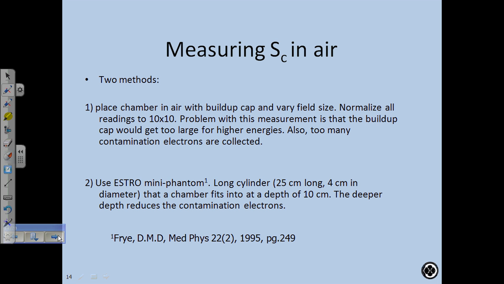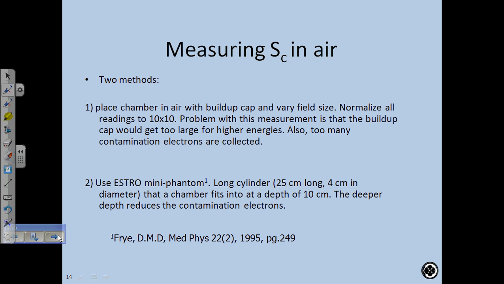All right, so how do we measure S of C? Again, we measure S of C when we first commission the beam. We tend not to go back to S of C, actually. So we place a chamber in air with a build-up cap, and we vary the field size. We normalize all our readings. So this is a lot like the S of CP that I talked about. Normalize all the readings to 10 by 10.